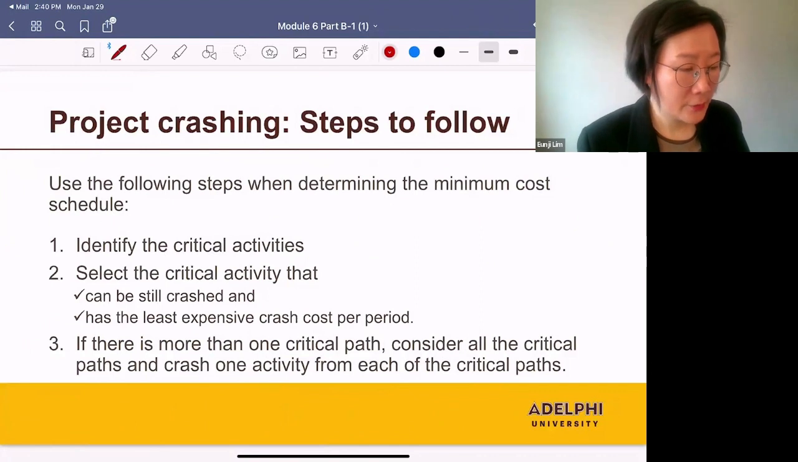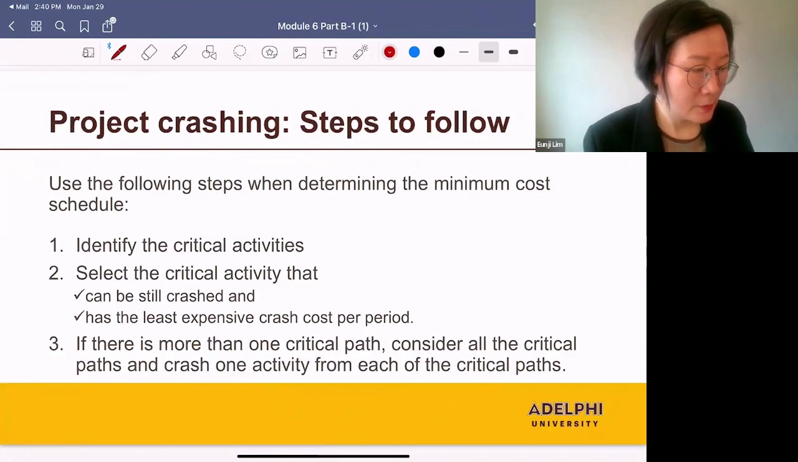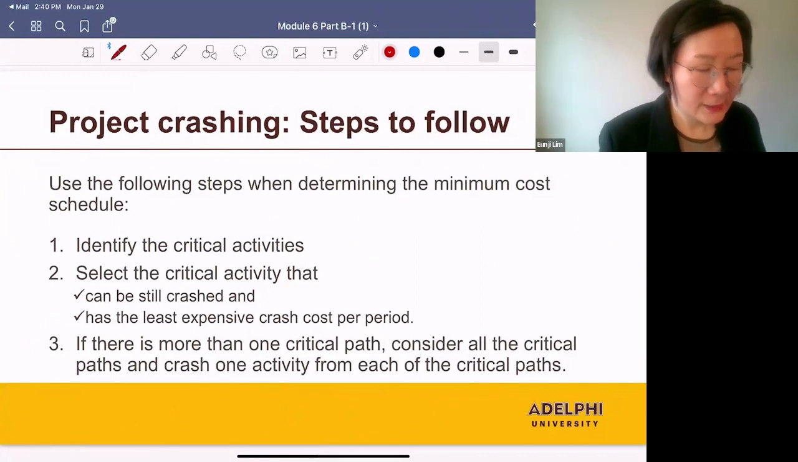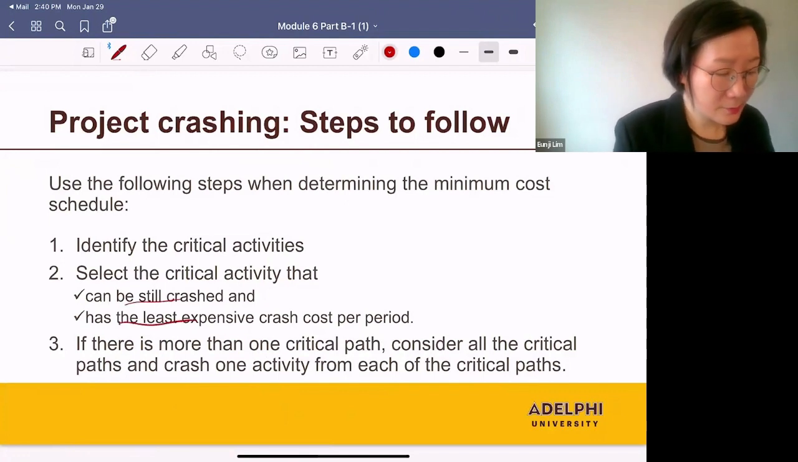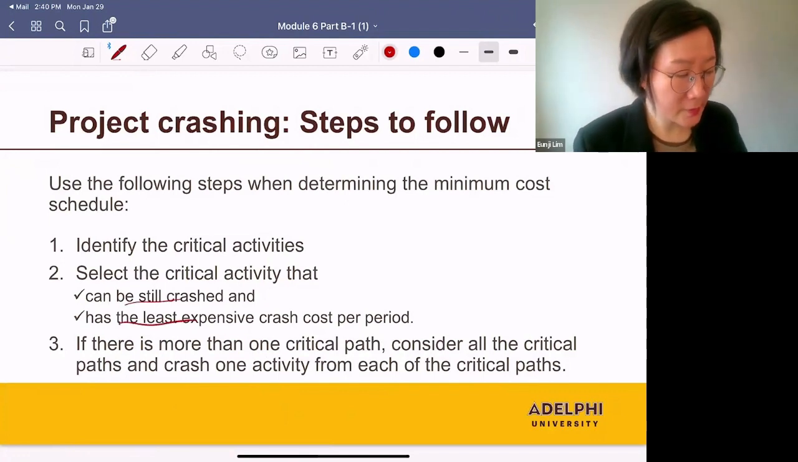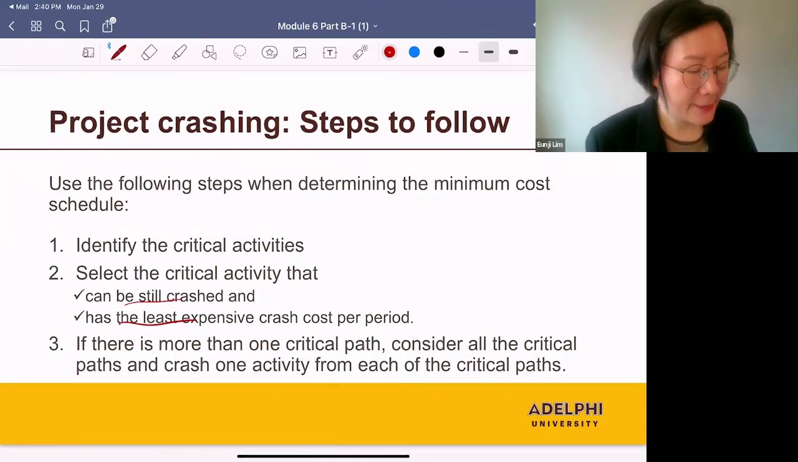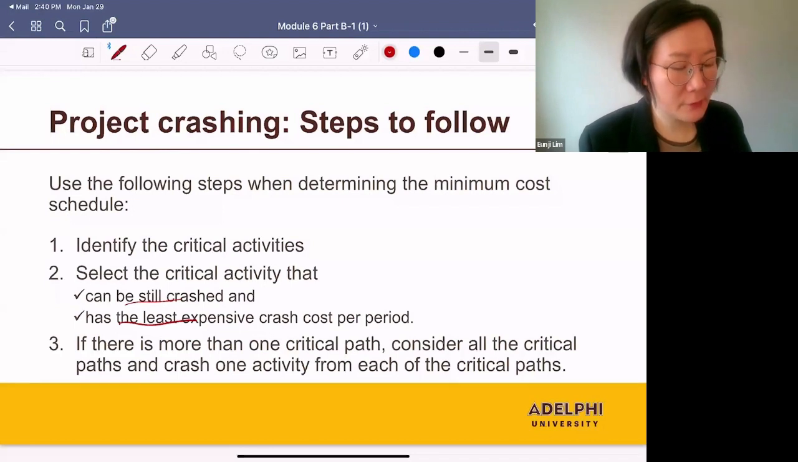So here are the steps to follow. 1, identify the critical activities. 2, select the critical activity that can still be crashed and has the least expensive cost per period. 3, if there is more than one critical path, consider all the critical paths and crash one activity from each of them.